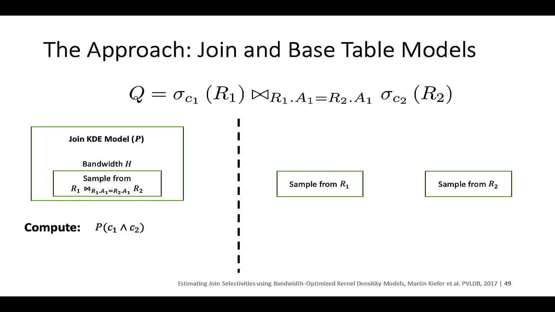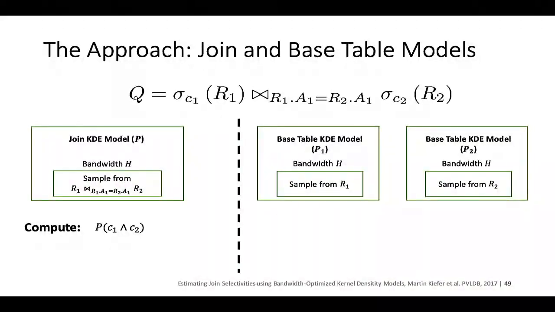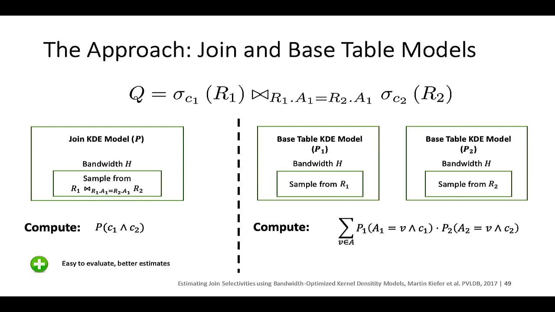So the much nicer case is sampling from base tables. So we sample from the base tables, we construct these KDE models on top of those. But in that case, we need to join the distributions given to us by the two estimators. The left-hand side has this nice property that it usually gives us better estimates and it's easier to evaluate. However, these kind of models are much more flexible because they can give us estimates for joins and for base table selections. And base table samples are easier to construct and to maintain.